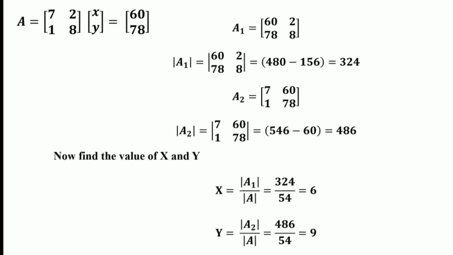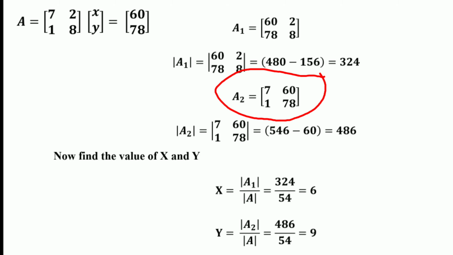Now in a similar way we have to form another matrix, which is known as A2, by replacing the second column of coefficients, here 2 and 8, with the column vector of constants, that is 60 and 78. So we have the new matrix known as A2, which is 7, 60, 1, 78.